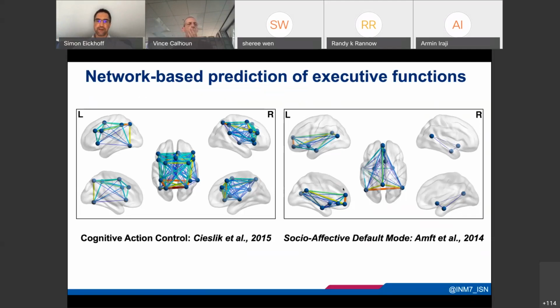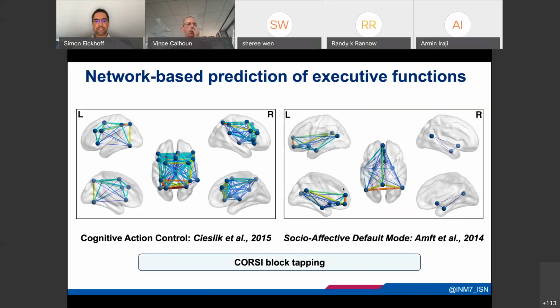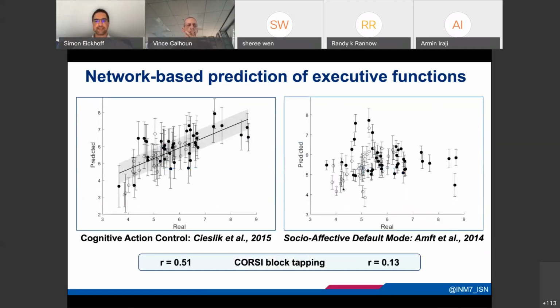If we then train regression models to predict, for example, a cognitive score, here the Corsi block tapping, we see that it does indeed matter, and it matters a lot where you are in the brain. The cognitive network allowed us to predict the individual block tapping score very well, whereas there was no predictive capacity at all in the socio-affective network.